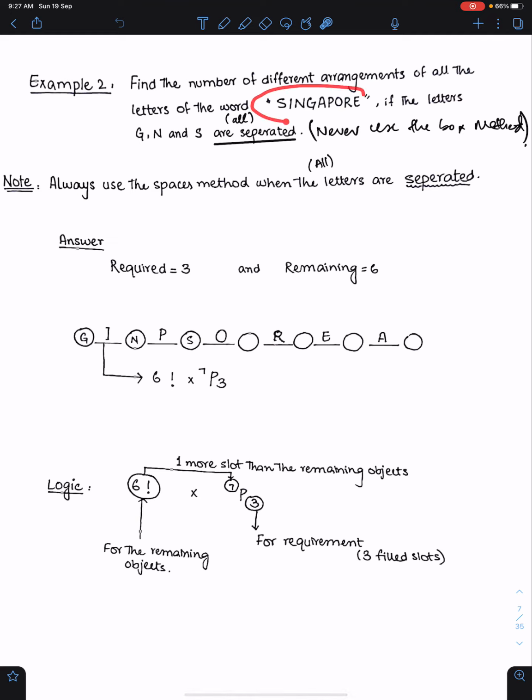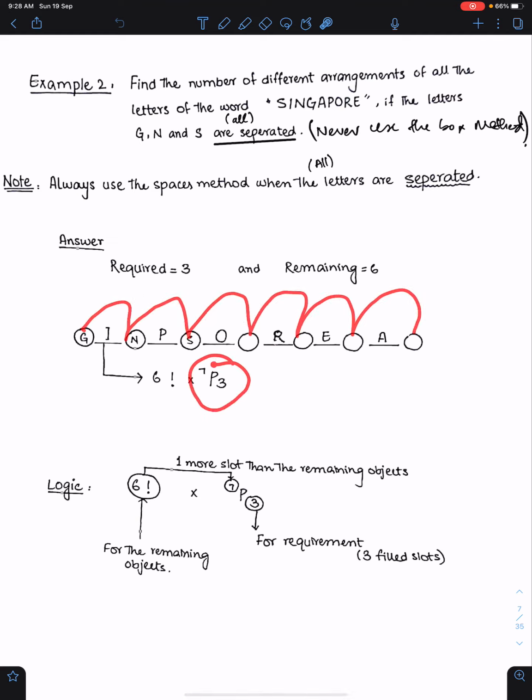So altogether we have 9 letters and the requirement is 3 letters, and the remaining letters are 6. First we need to arrange the remaining letters by making spaces for them. Since we have 6 letters, we must have 6 spaces. So 6 factorial for the remaining letters. Now we have to fill any 3 slots out of 7, because slots are always one more than the remaining objects. If remaining objects are 6, then slots will be 7. So we just need to fill any 3 out of 7.